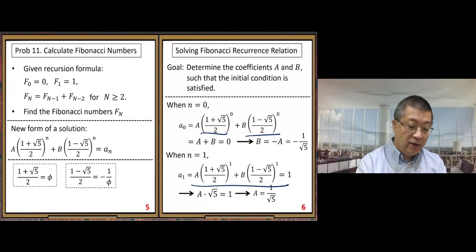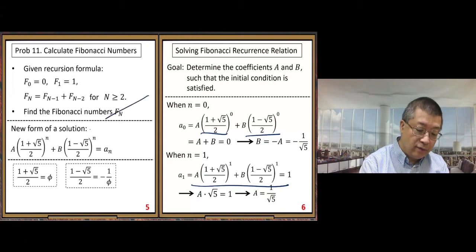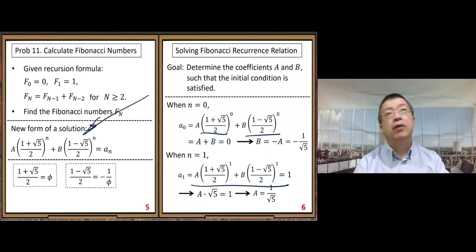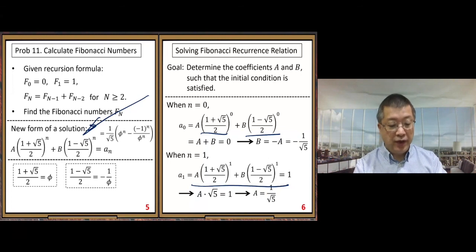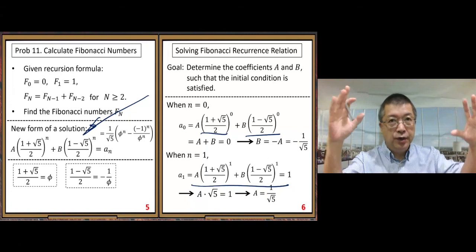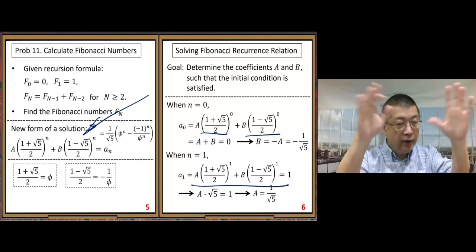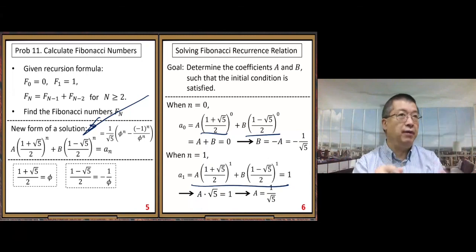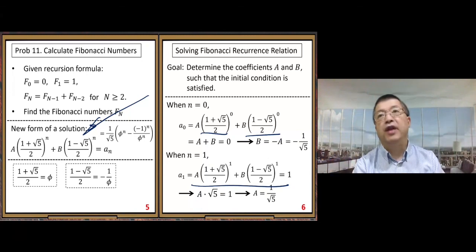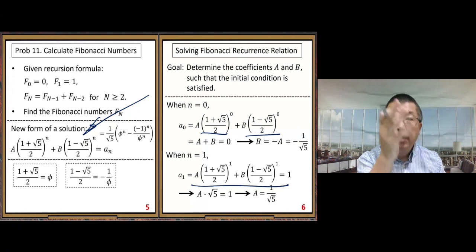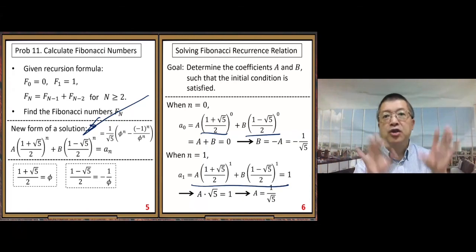Then we go back to our original form. So we get 1 over root 5, parentheses, phi to the n minus negative 1 to the nth over phi to the n. That's the correct formula for the Fibonacci numbers. That's the whole derivation procedure.